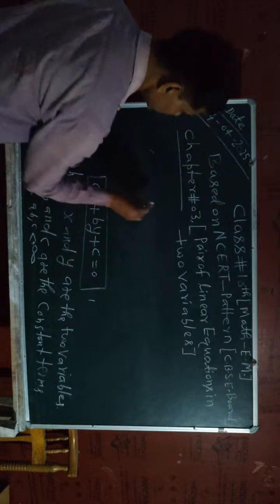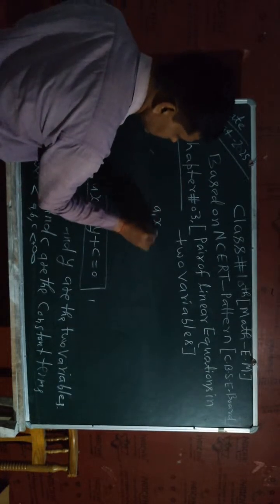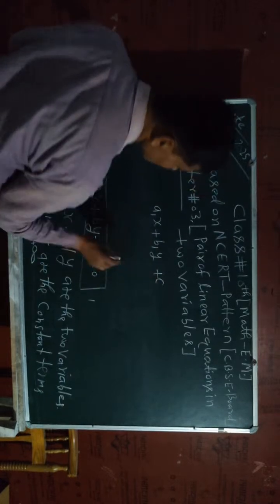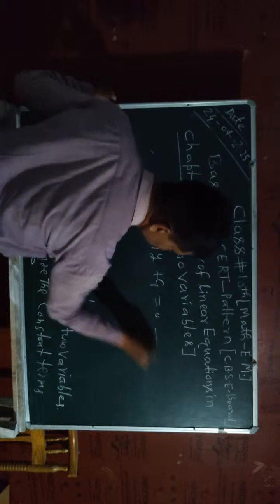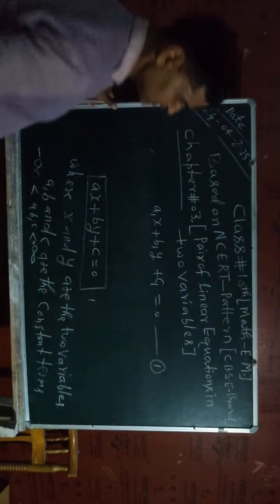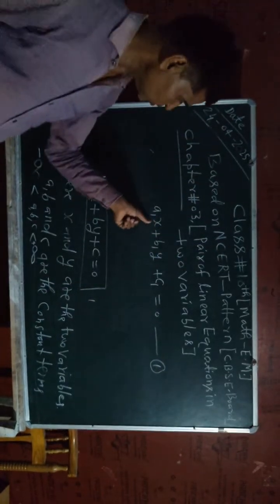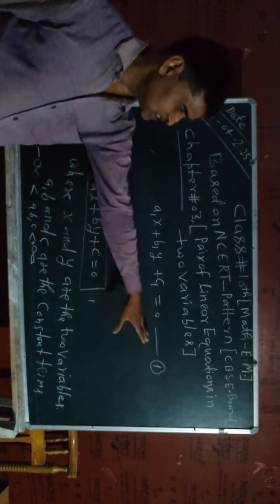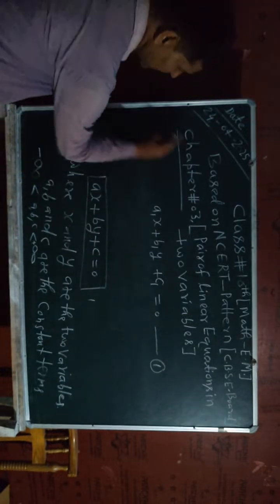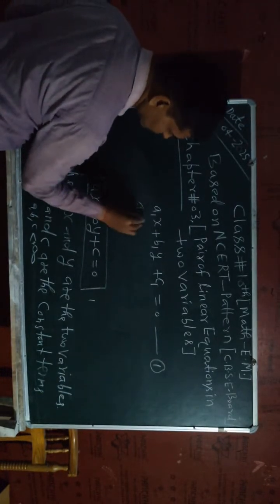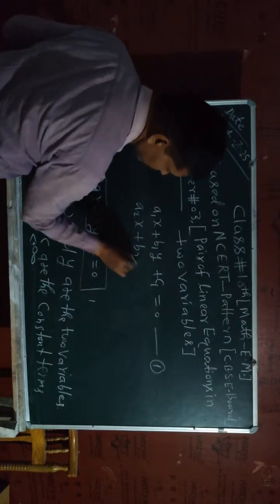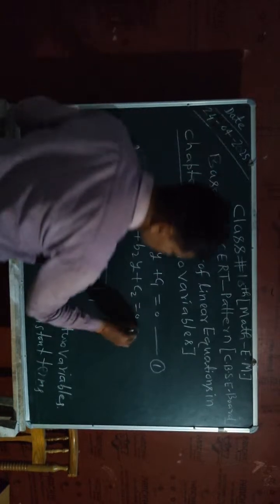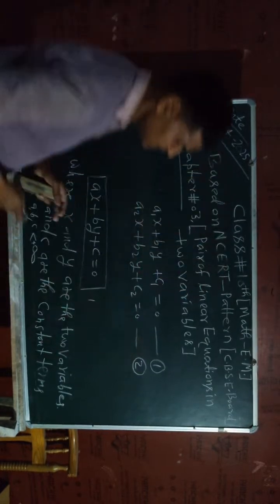So one equation I will say a1x plus b1y plus c1 equals 0. This is one linear equation in two variables, where one variable is x and the other variable is y. Okay, student. So I will say this is equation number 1, and another equation I will say is a2x plus b2y plus c2 equals 0. I will say this is the second linear equation.